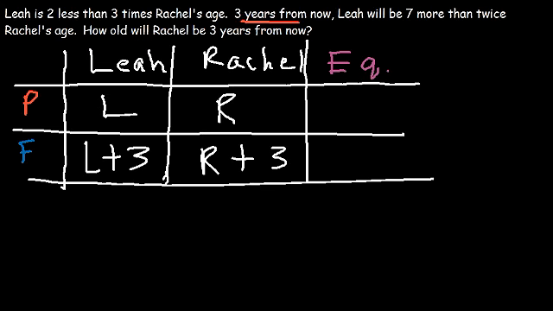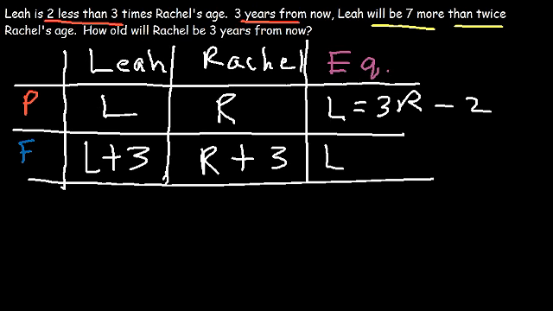Now let's focus on the equations. At the present, Leah is 2 less than 3 times Rachel's age. So L is going to be 3R, that's 3 times Rachel's age, less 2. Now what about in the future, 3 years from now? Leah will be 7 more than twice Rachel's age. So Leah, in the future, her age is L plus 3.